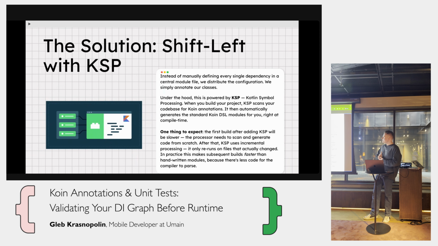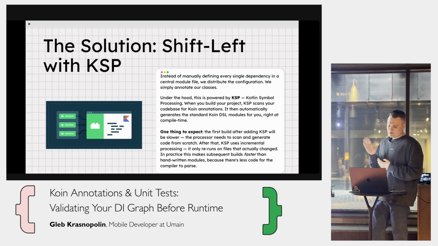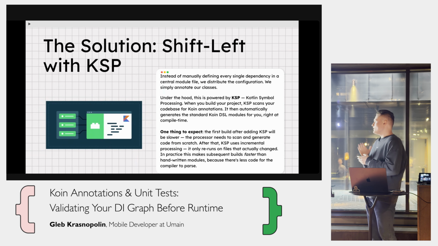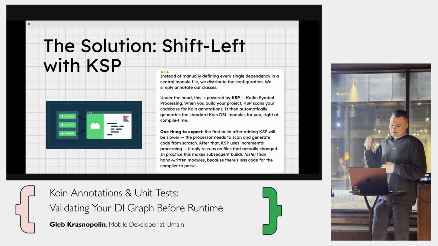So what's the solution for it? The modern way to do it is to shift left with KSP. KSP is Kotlin Symbol Processing, and instead of manually defining every single dependency in a central module file, we distribute the configuration. We simply annotate every class. And under the hood, this is powered by KSP. When you build your project, KSP scans your code base for the annotations that you put, and then it will automatically generate the standard Koin DSL module for you at compile time.